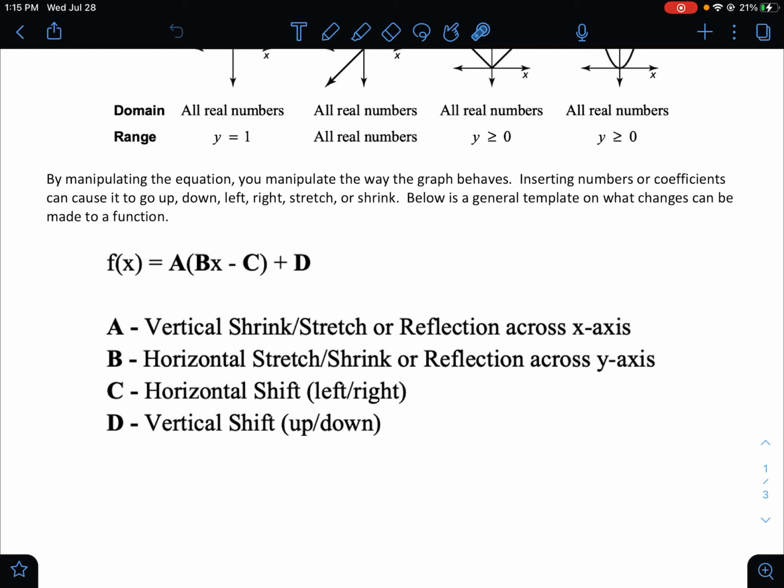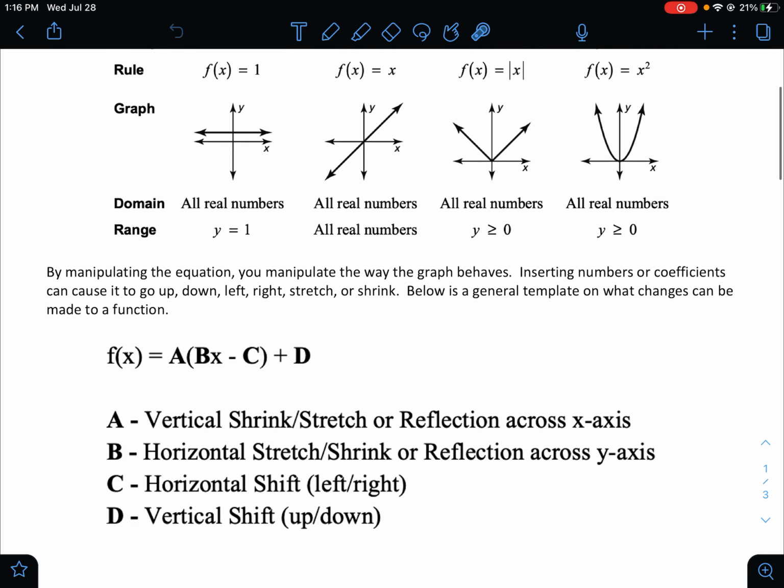An easy way to remember these: what's on the outside always does vertical actions. What's on the inside always does horizontal actions. We're going to go over several types of graphs. We'll get into parabolas in the next unit, but today we're going to focus on the first 3 here, which is constants, lines, or linear, and absolute value.